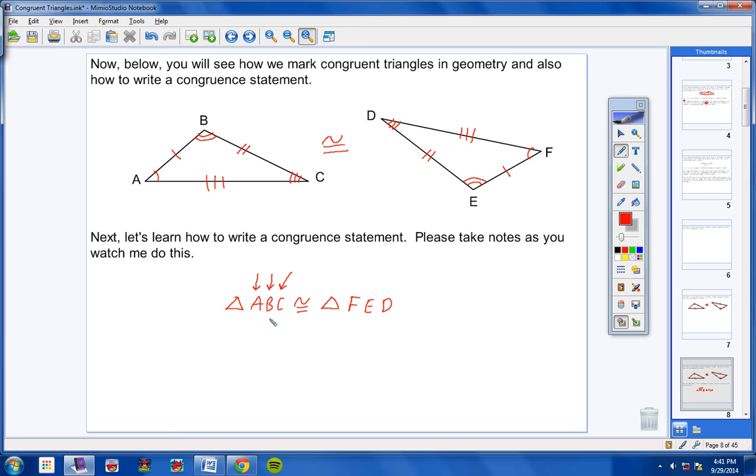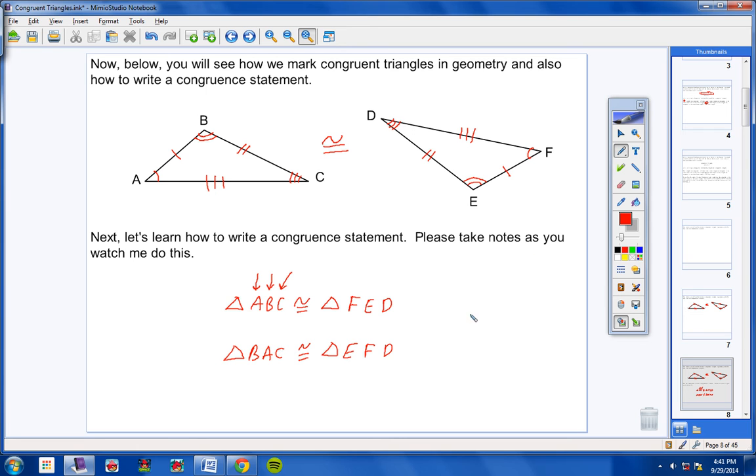And you're probably thinking, well, Mr. Earhart, what if these letters over here were turned around? Okay, no big deal. Let's say you decide to write triangle BAC. No problem. But if you do that, then you got to change these letters over here because the angle that corresponds with B is E, so E has to come first. And the angle that corresponds with A is F, so F has to come second. And then C is last, and the angle that corresponds with C is D, so D comes last here.